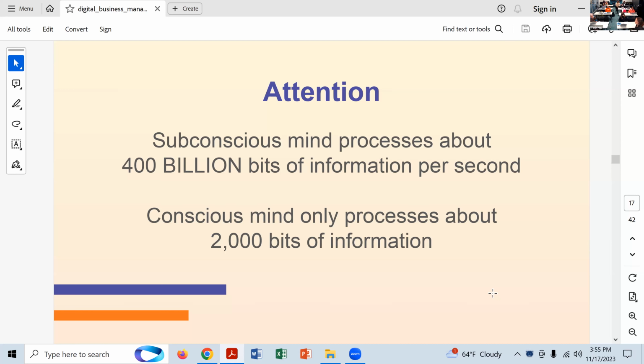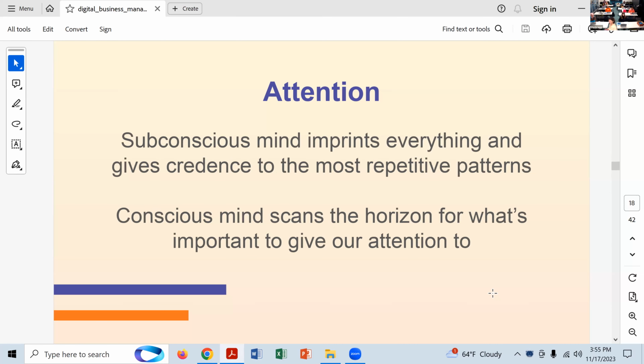Okay, so getting attention, that's where it all starts, right? The subconscious mind processes about 400 billion bits of information per second. It imprints it and keeps it where you don't know where it is. The conscious mind only processes about 2,000 bits of information per second. So the subconscious mind imprints everything and gives credence to the most repetitive patterns.